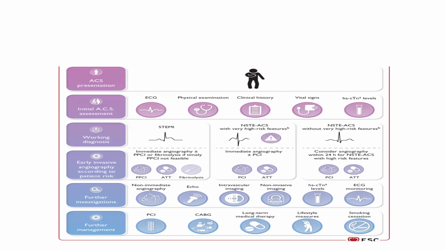angiography, PCI or fibrinolysis. In STEMI, we need to divide the patient into those with very high risk features and those without. If the patient is presenting with a very high risk picture, then we should take the decision of immediate angiography plus PCI. If without very high risk features, consider angiography within 24 hours.